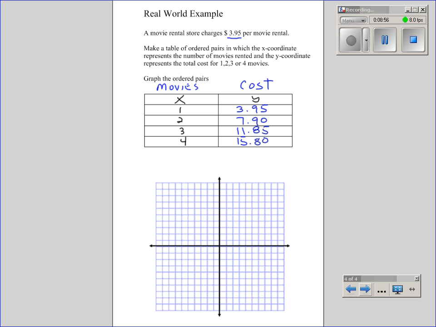Now on the bottom, we're going to have to label our x and y axes and also graph our points. So this is our x axis, this is our y axis. Our x axis represents our movies, so at the bottom here, I'd write movies. And then on the y, it's going to be the cost.